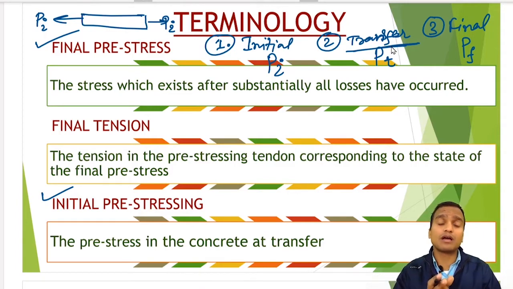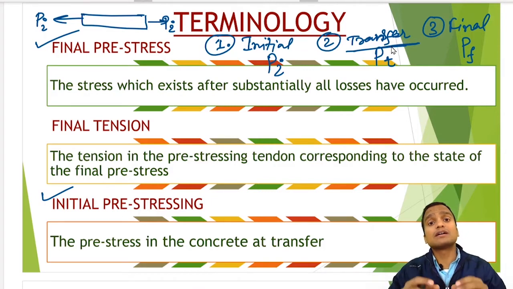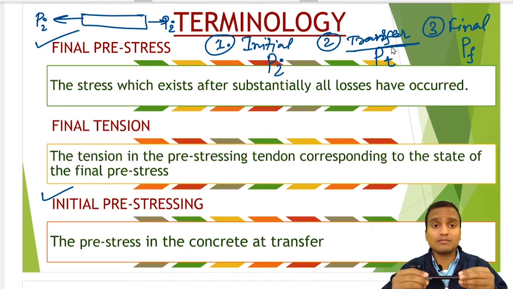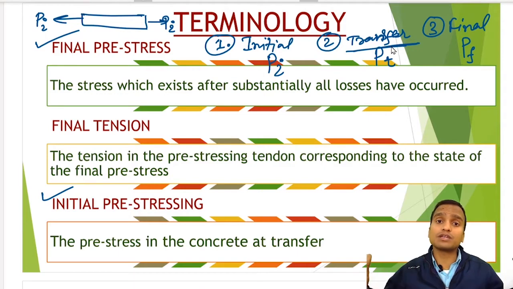अभी ट्रांसफर पे क्या होगा? स्टील बार में जो लग रही थी ना प्री स्ट्रेसिंग, अब वो ट्रांसफर हो जाएगी कंक्रीट में. तो अब जो कंक्रीट में जो प्री स्ट्रेस आएगा वो होगा इनिशियल प्री स्ट्रेस फॉर द कंक्रीट. So tendons are always tensioned and concrete is pre-stressed. So this is initial pre-stressing of concrete. Similarly, there will be final pre-stressing of concrete.